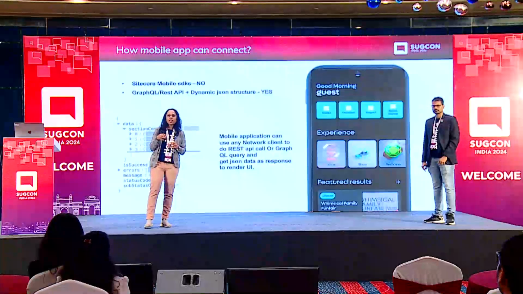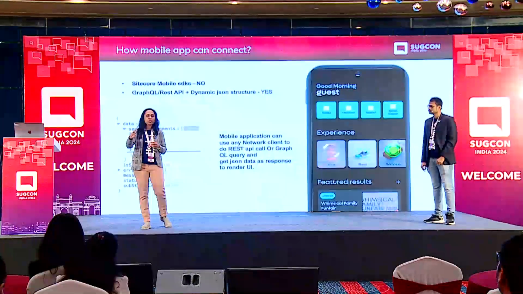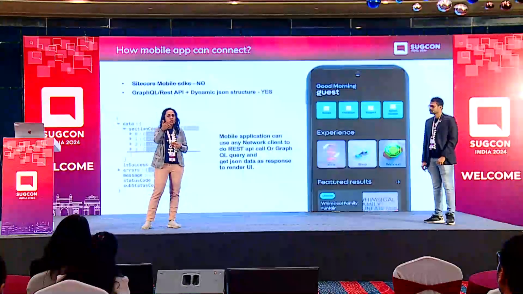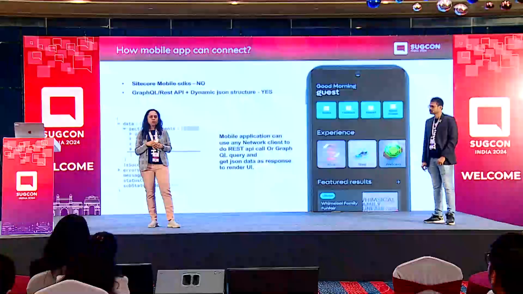The other approach is that we can directly call one REST API on a middle layer server, and that server will call a GraphQL query onto Sitecore, and then we'll get the data in return at the mobile end.